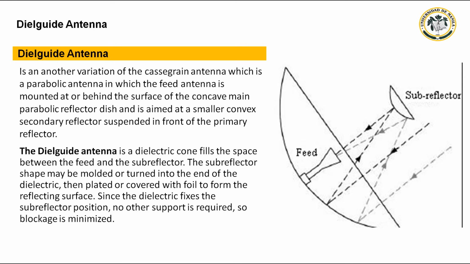The Dielguide antenna is a dielectric cone that fills the space between the feed and the subreflector. The subreflector shape may be molded or turned into the end of the dielectric, then plated or covered with foil to form the reflecting surface. Since the dielectric fixes the subreflector position, no other support is required, so the blockage is minimized.